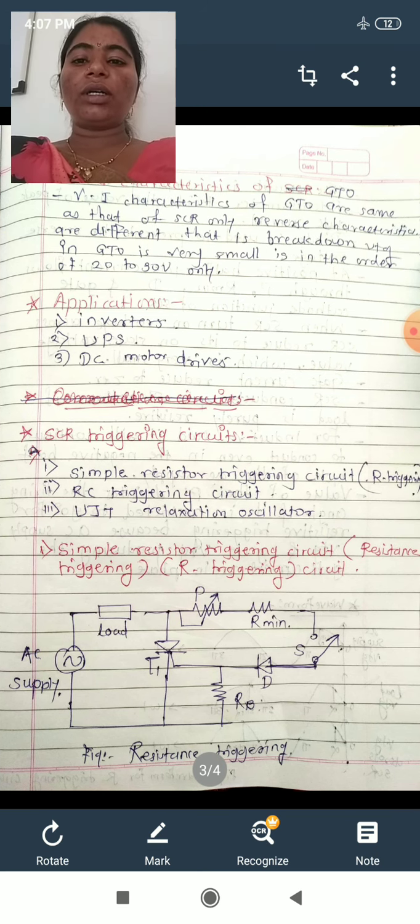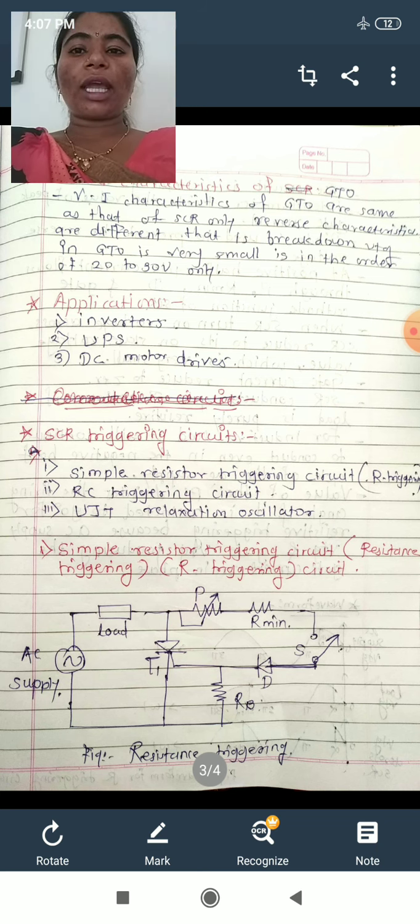Now the next point is the VI characteristics of the GTO. As we learned, its working principle is the same as that of the SCR. The turn on mechanism is also the same as that of the SCR. Only one difference is there: to turn off the GTO, we have to apply a negative gate pulse.